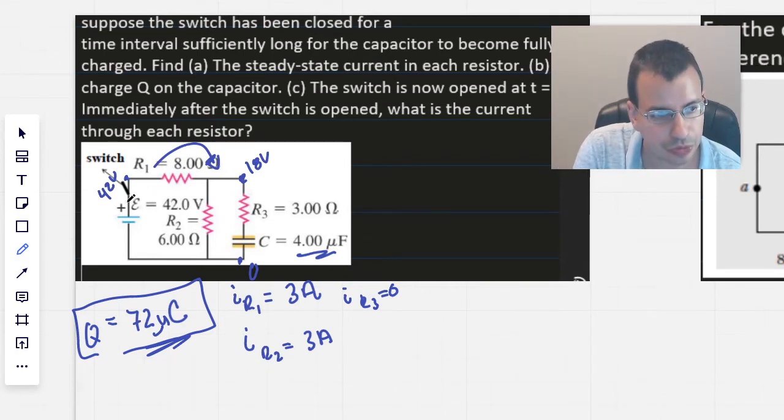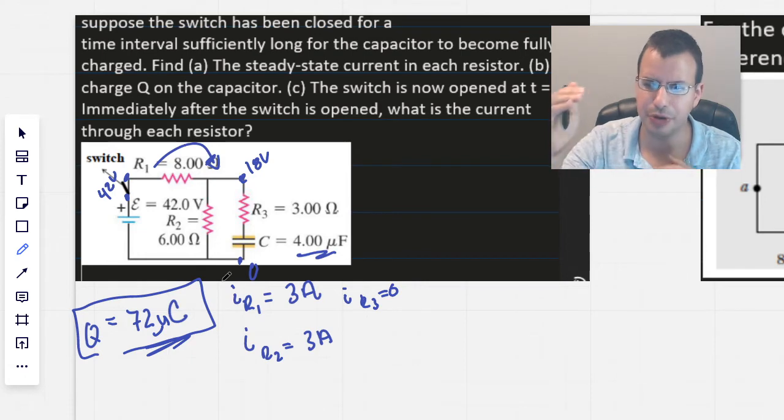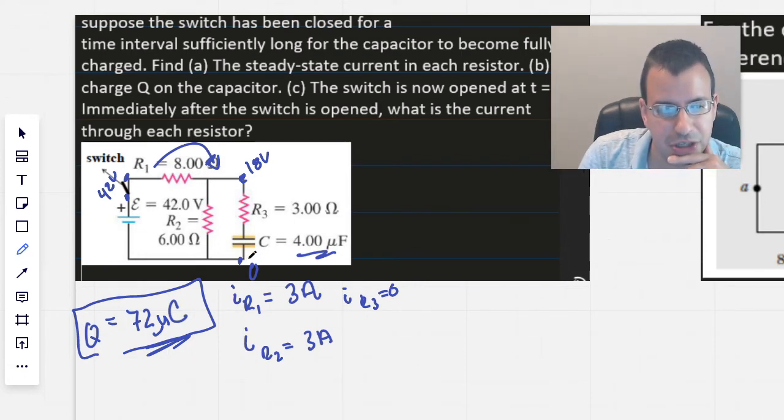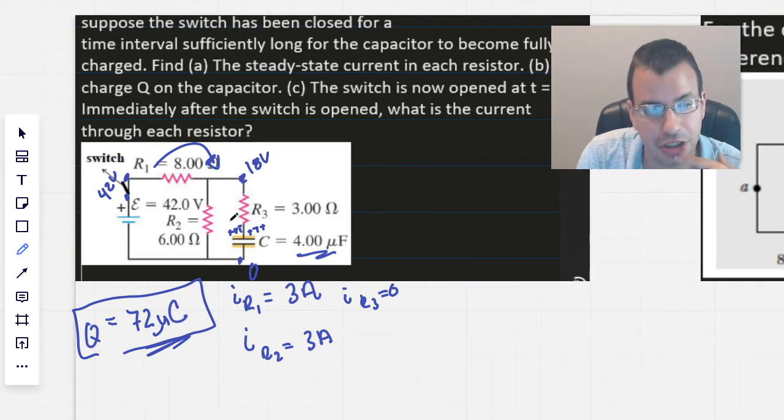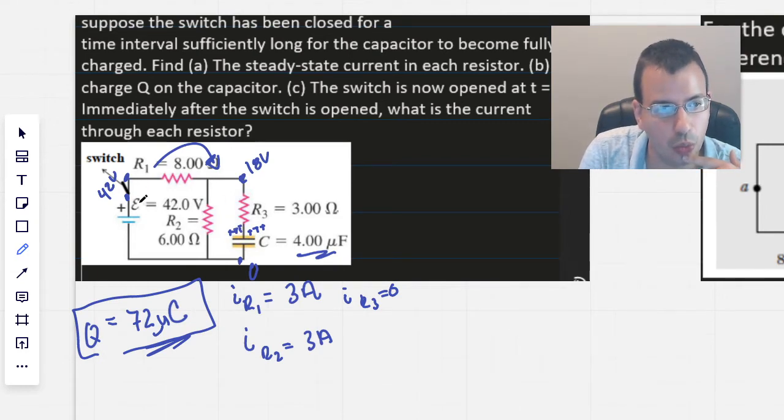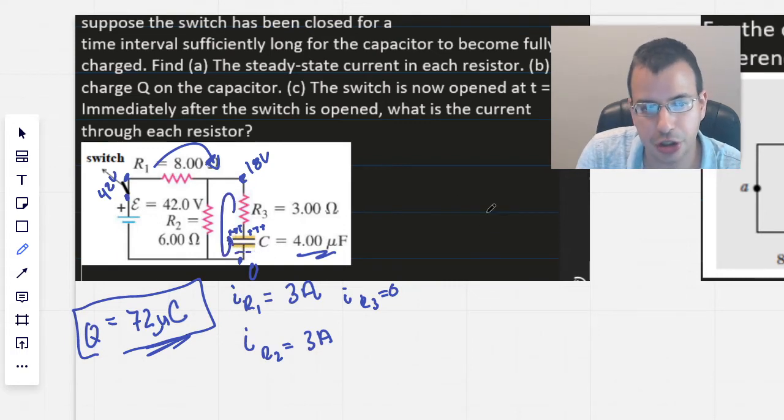So the switch is now opened at t equals 0. Immediately after the switch is opened, what is the current through each resistor? When this switch is opened, that battery is basically isolated, so current's not going to flow through it anymore. But if you think of a capacitor as a diaphragm, it has all this built-up potential from stretching the diaphragm, and then it's going to flow in the opposite direction. What really happens is you have all these positive charges, more or less, absence of negative charges built up here, which, once the switch is open, are going to flow this direction to equalize the negative charges in the bottom.